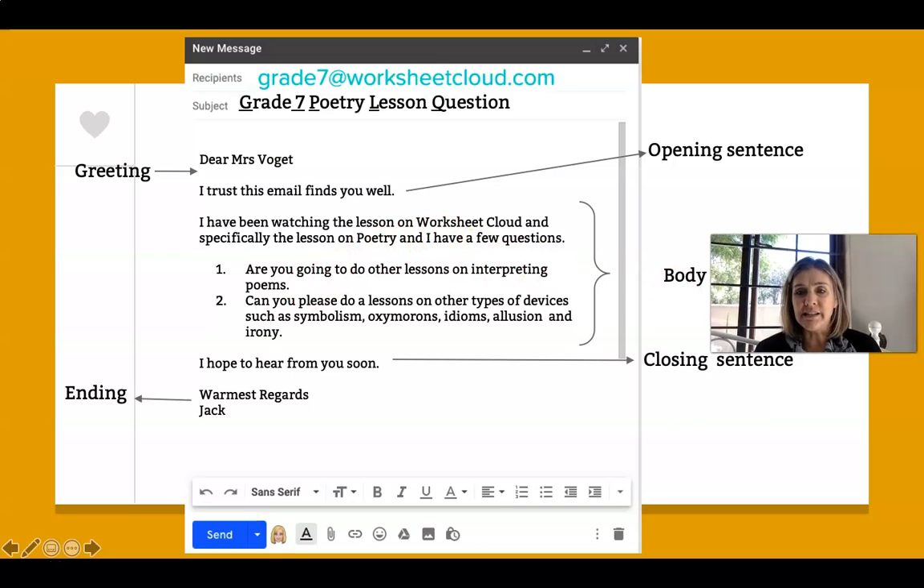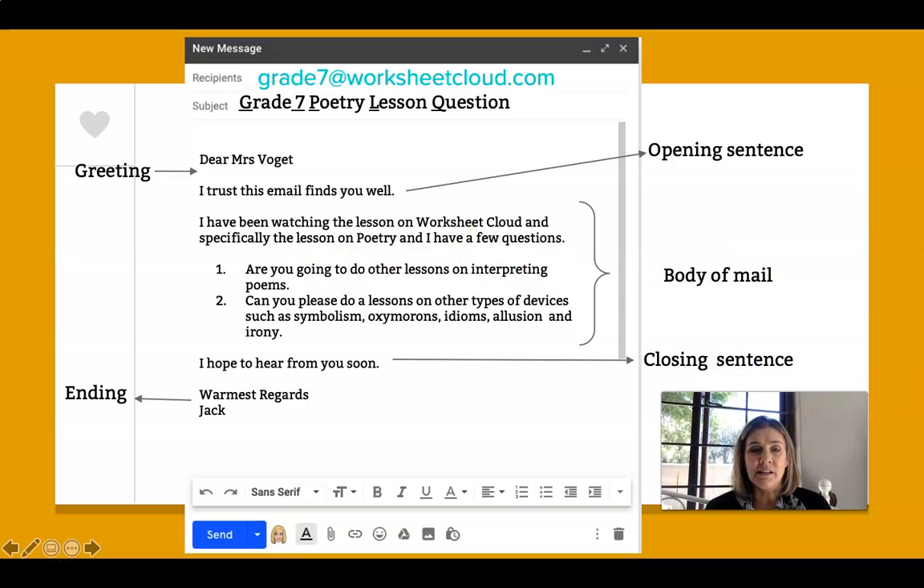Right, so let's take a look now at one in total. I've done one for grade 7s. If I was a student and I wanted to write to the teacher in grade 7, I go grade 7 at WorksheetCloud.com and I put here grade 7 poetry lesson question. Remember, that is where you start. Make sure you've got the correct email address.